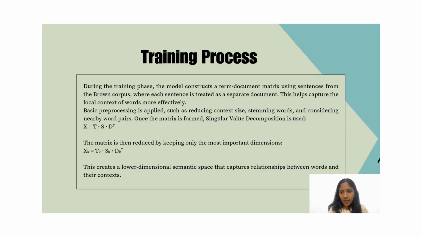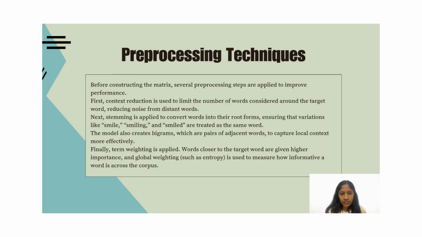After constructing this matrix, singular value decomposition is applied to factorize it into three components. The matrix is then reduced by keeping only the most important dimensions, resulting in a low dimensional semantic space. This semantic space captures the relationship between the words and their context, allowing the model to understand which words are likely to appear together and how they are related in meaning.